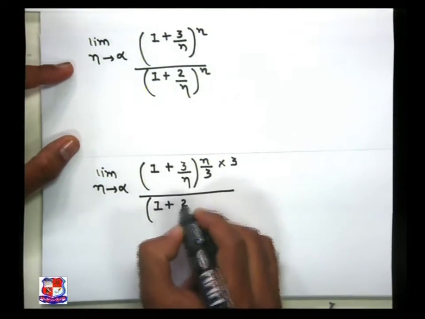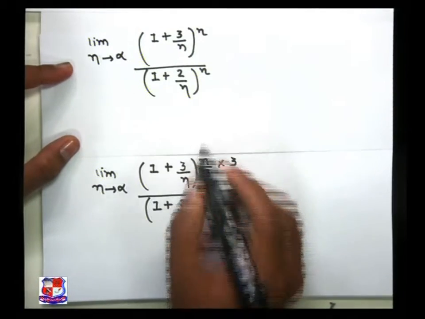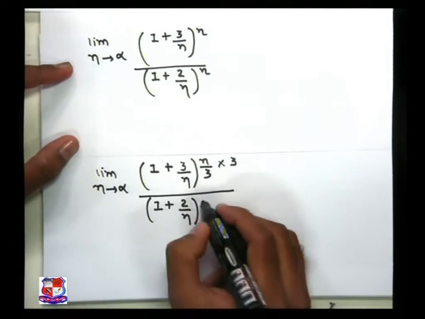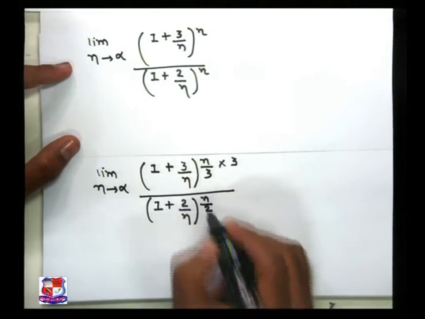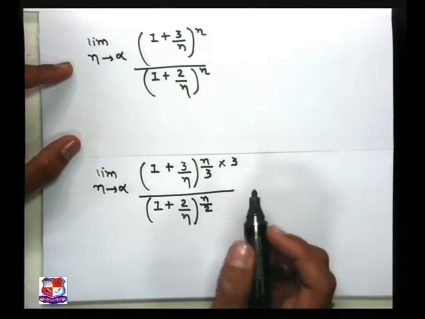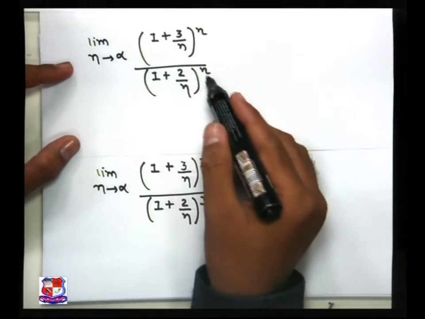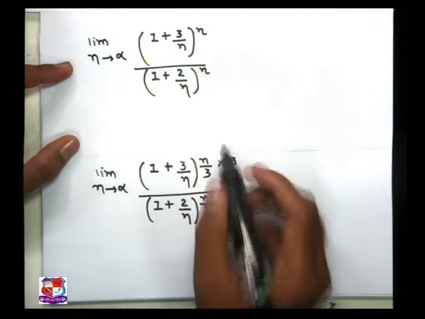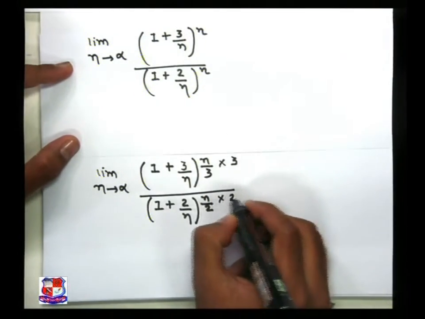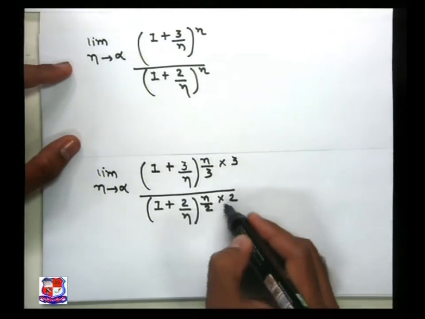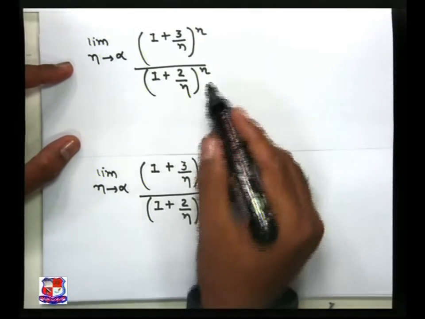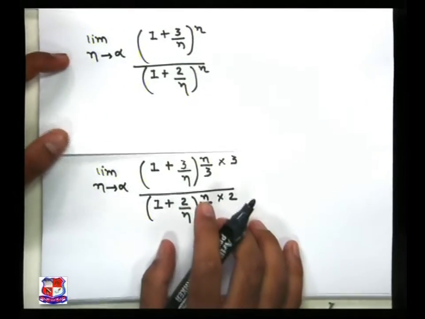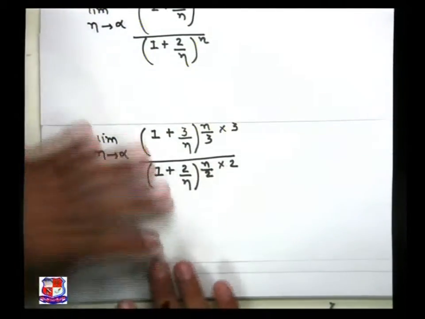1 plus 2 by n, and what we want, that is n by 2. Now just compare it with the actual power. Here n, here n. There is no 2 value divided by n. So finally we want to multiply with 2. So this 2 and this 2 again cancel out, and the remaining power is the same. Now the next step is to apply the limit.